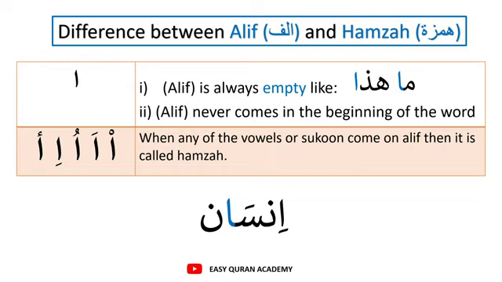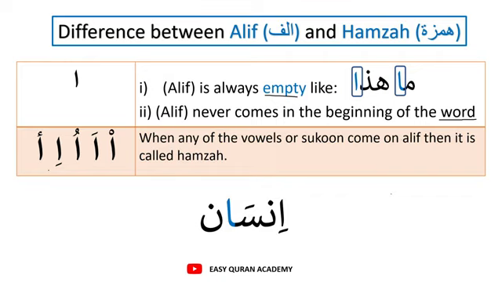Alif is always empty, like we can see over here, ma hada. We can see that ma is empty, right? And similarly hada. Here again alif is empty. So in ma, alif is empty, and in hada, alif is also empty. That's number 1 about alif. Number 2, very important: alif never comes in the beginning of the word. Very important again, it never comes in the beginning of the word.